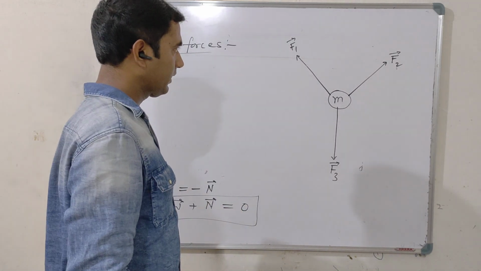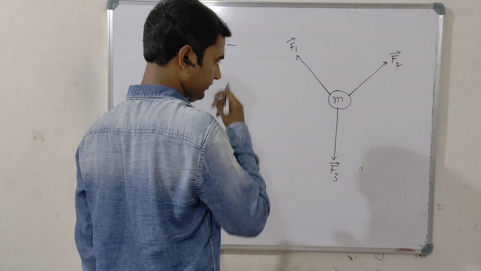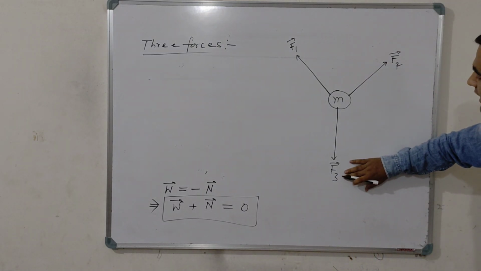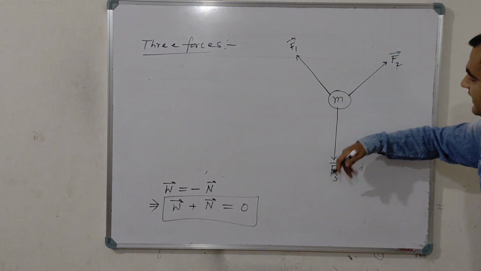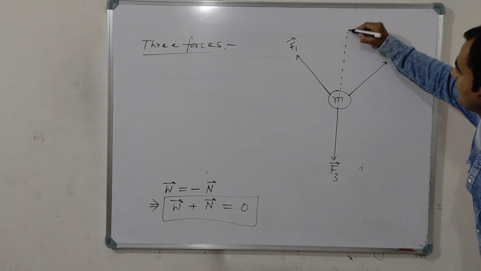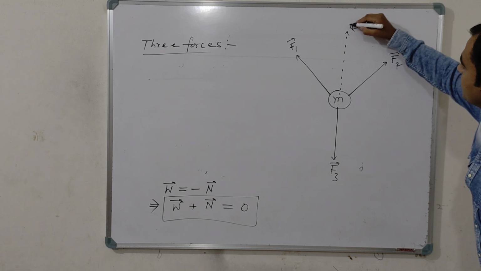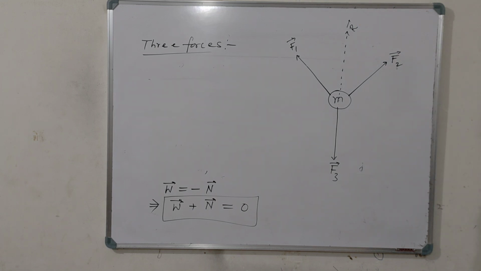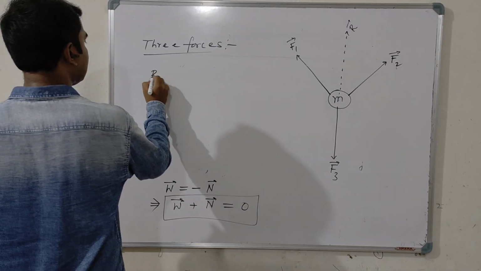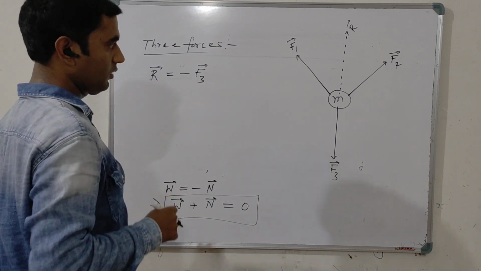Now simplify it. F1 vector and F2 vector will have a resultant. First of all, F3 is acting in this direction, shifted by 180 degrees. That is, this is considered to be R vector, which is actually at 180 degrees. So R vector is nothing but minus F3 vector.